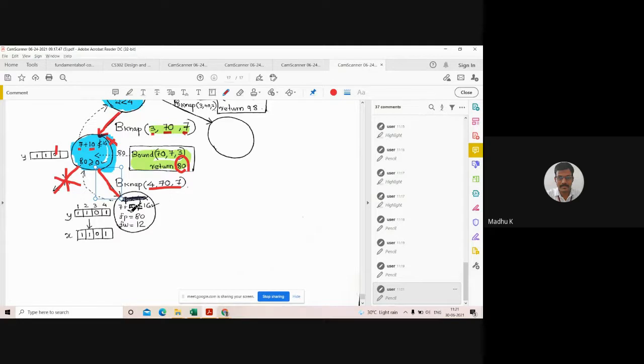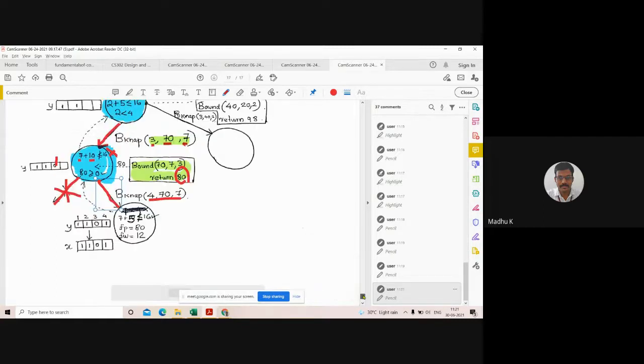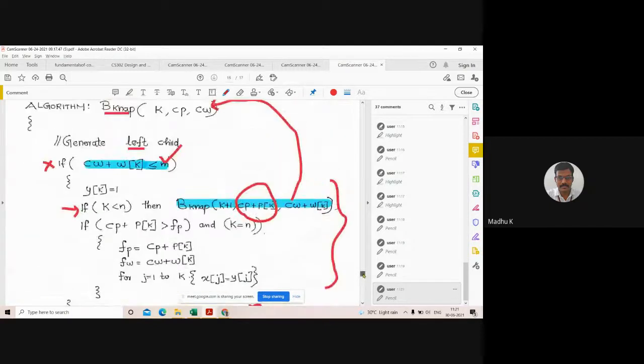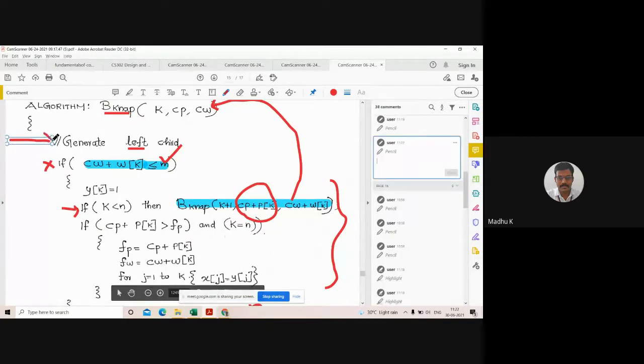Then I will reach this state. Again I am calling the knapsack algorithm, so I am starting from the knapsack. What will I do? I will check. Again I reached here. Then we will again execute this part.